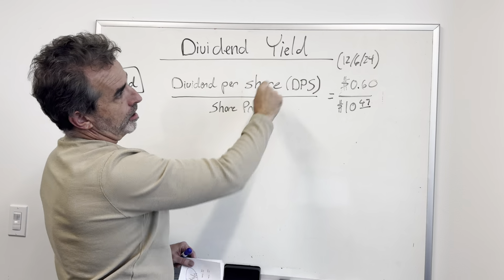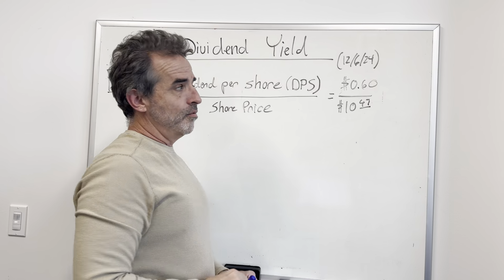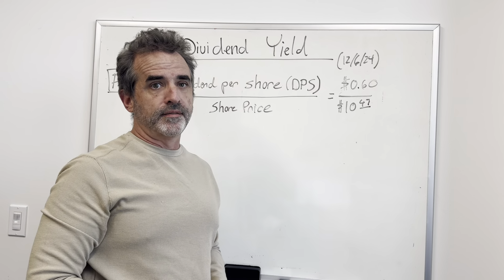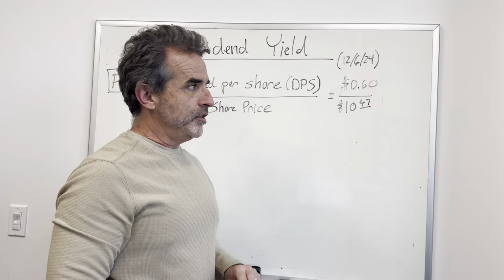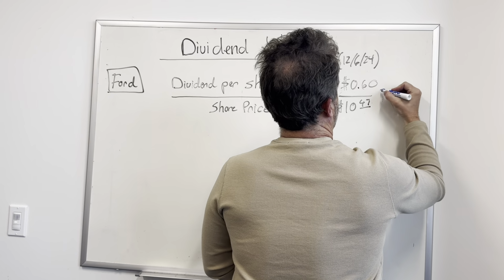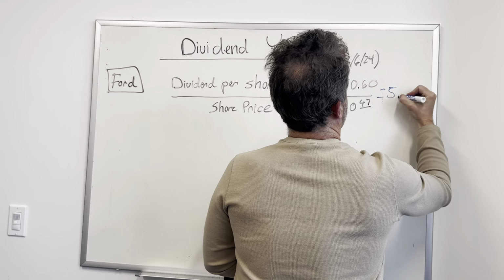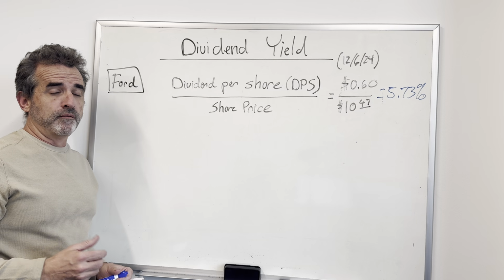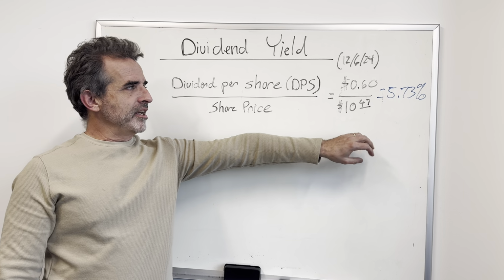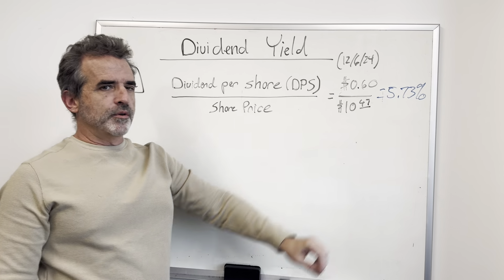And right now, here we are, December 6, 2004, the price of Ford is $10.47. And based upon that, if you do the calculation, it's 5.73%, the dividend yield right now for this stock. Now, when you think about how you compare a stock, that's a pretty good rate, considering that if you buy a bond, the 10-year treasury right now is roughly over 4%. You're getting a risk premium by buying the dividend stock, which makes sense.